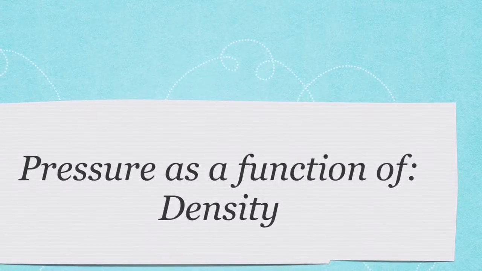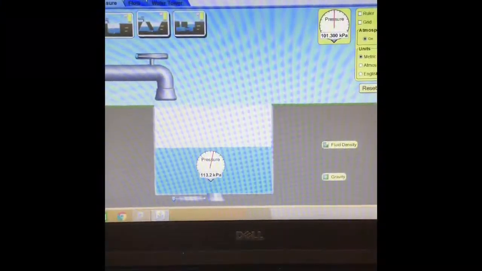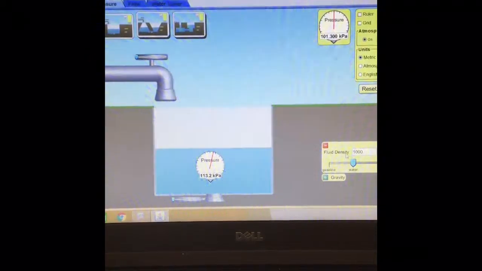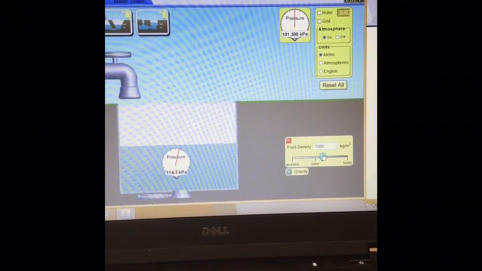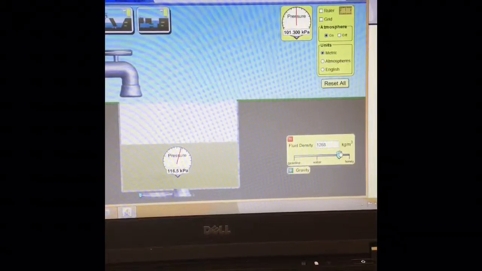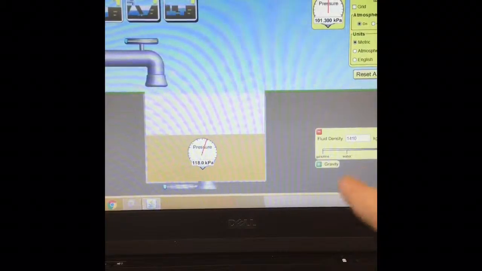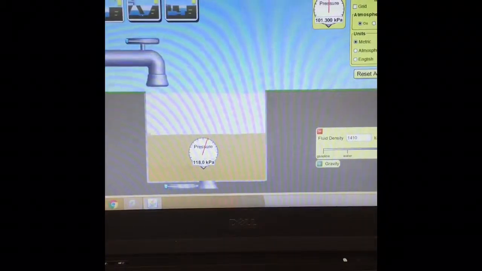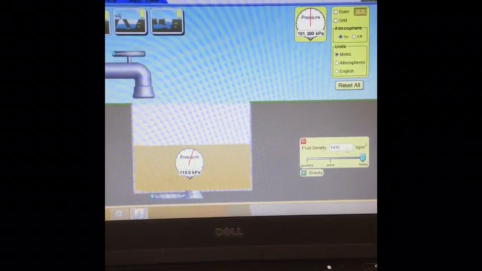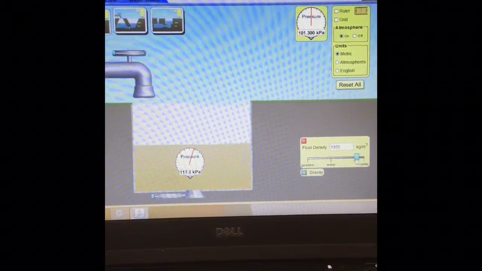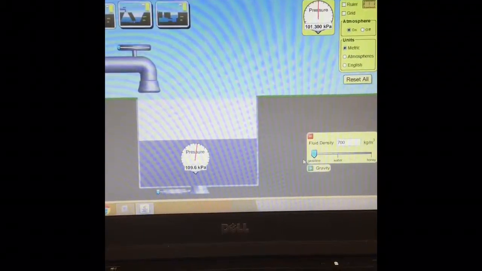The next lesson we will study will be pressure as a function of density. So notice how as you increase the density, the water not only gets darker, but the pressure increases as well. This is because, as we've learned, density equals mass divided by volume. As you increase the density, you are ultimately increasing the mass. And by increasing the mass, you are increasing the weight. By increasing the weight, you ultimately increase the pressure. This works vice versa. Notice when you decrease the density, you also decrease the pressure.